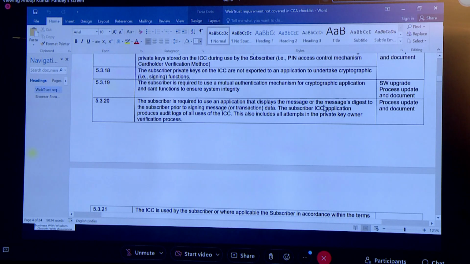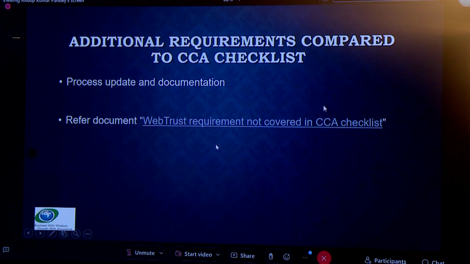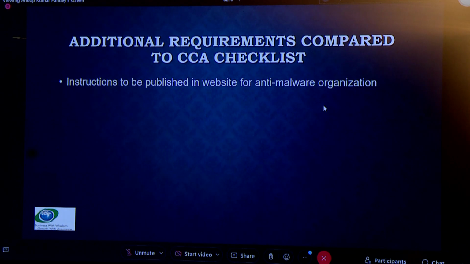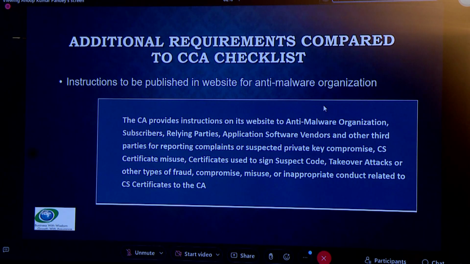You can close it and let the PPT. And from there, probably I will pick some of them which are important that we can look into. So this is the one criteria I was talking about. Instruction to be published on a website for anti-malware organization. This is the requirement they say, where the CA provides instruction on a website to anti-malware organizations, subscribers, relying parties, anyone. If they find any issues, please report it to me, and I need to take care within 96 hours. That's what they're supposed to disclose. Right? So these are the things which they have mentioned, which we need to incorporate in our areas. So next one.